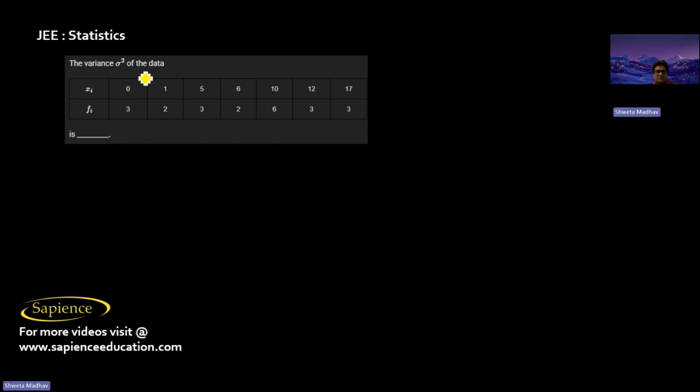Then the variance sigma square of the data is. So here we have to find fi into xi. So this will be 0, 2 ones are 2, 5 threes are 15, 12, 16 into 6 is 60, 2 into 3 is 36, and the total is 51. And then we have to do fi into xi square. So this will be 0, 2 into 1 square is 2, 3 into 5 square, 5 into 3 that is 75, and 36 into 2 that is 72.